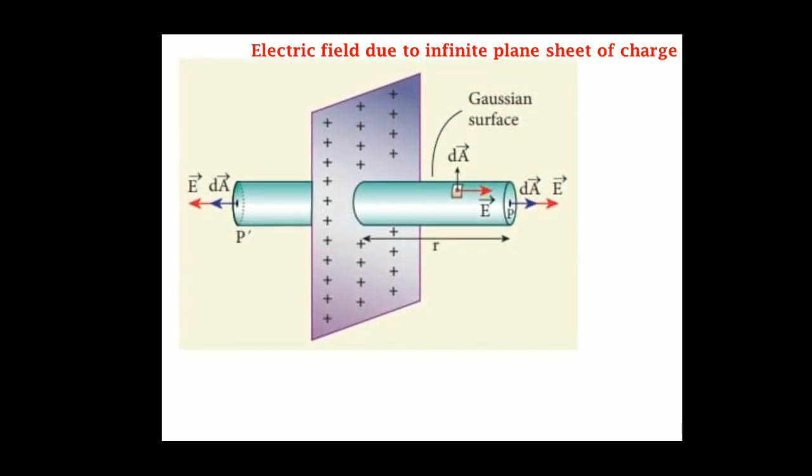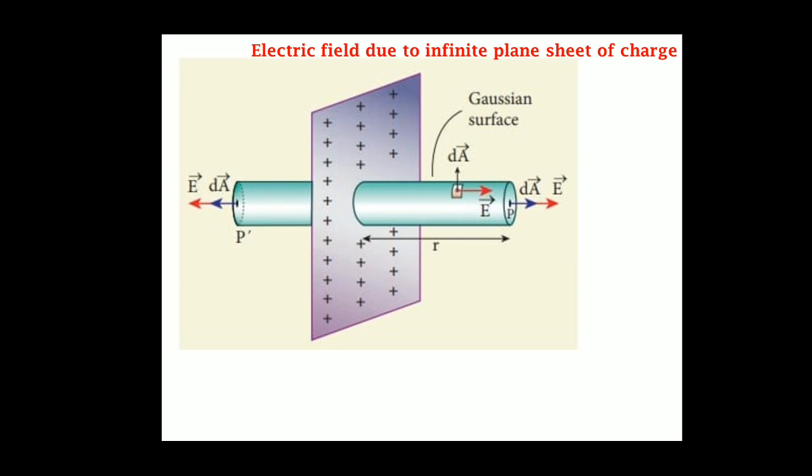Now, we will see how to get the expression. So far, I said only about which direction the field is acting, and what the Gaussian surface area and area vector are. Now, on the whole, we have to derive the expression for the electric field at a point due to an infinitely large plane sheet.